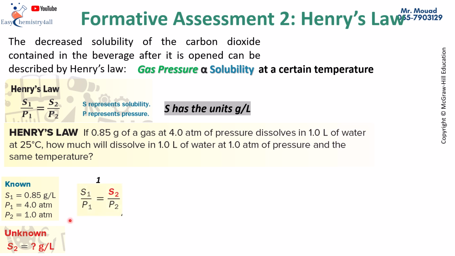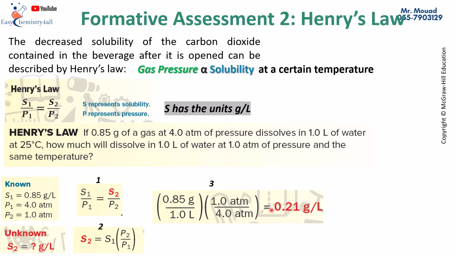First step, we write Henry's law. The second step, we solve for the unknown, which is S2. So S2 equals S1 multiplied by P2 over P1. Then we plug in the numbers, and we find that S2 is going to be 0.21 grams per liter.